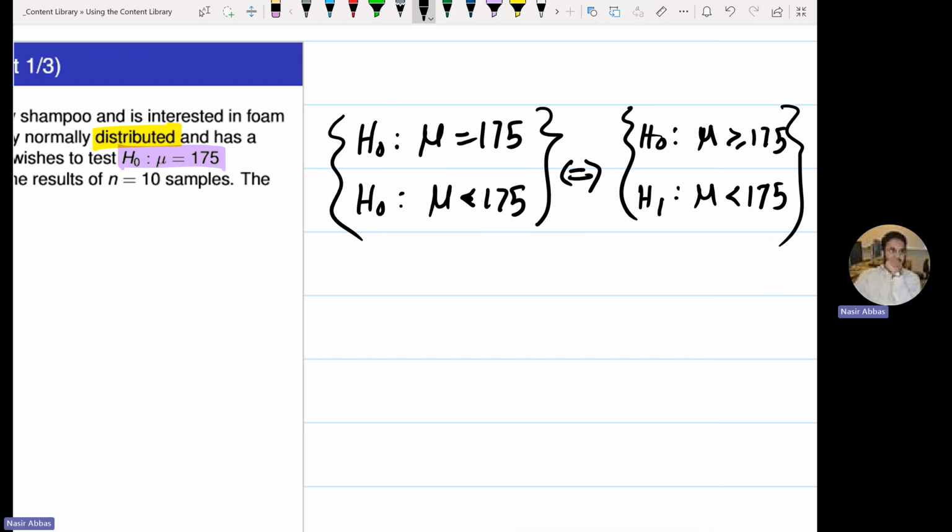Remember this one. The sign of H naught is never important to us. It's the sign of H1 which is important to us. So that question is actually a lower-sided, one-sided hypothesis, not two-sided. You will not decide about one-sided or two-sided based on H naught. You will decide it based on H1.